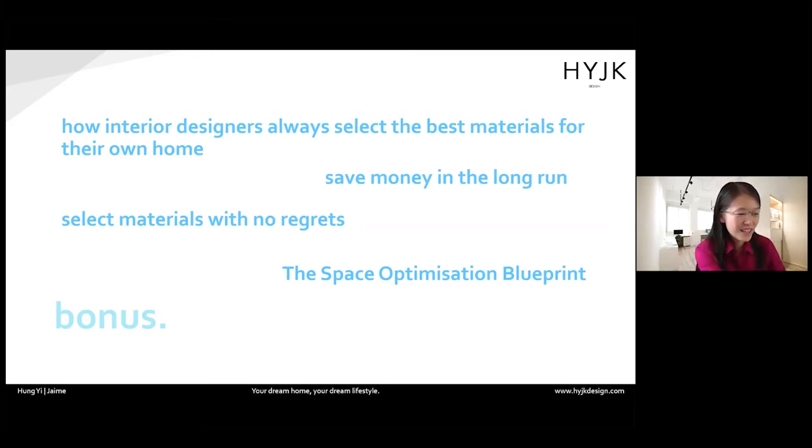Great. Okay. So now we have covered in the last 45 to 50 minutes or so how interior designers always select the best materials for their home. We went through all the comparisons. We talked about how to save money in the long run and selecting materials with no regrets. And we've also covered the process to do so, what we call the space optimization blueprint.